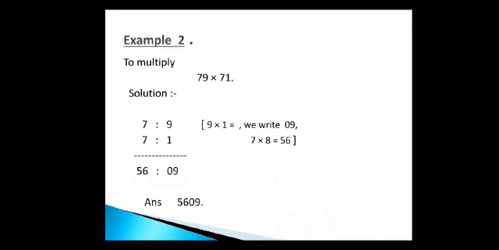9009. The second example, now we have to multiply 79 into 71. So we can see that the ones digits are 9 and 1. Sum of these two numbers is 10, and the product of these two numbers is only 9. So we add 0 before 9, and 8 is the successor of 7. So we multiply 7 into 8. So we get the answer 5609.